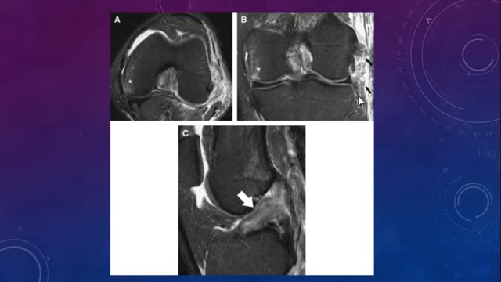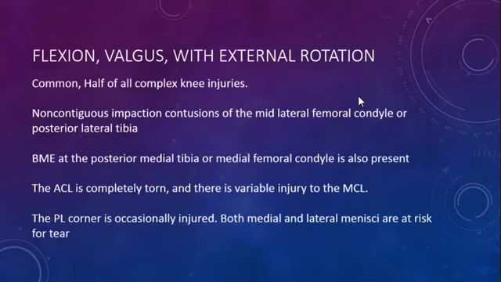Now, a little bit more complex mechanisms of injury. This is the most important mechanism because it accounts for like half of all complex knee injuries. It is the only one that is common, which is flexion valgus with external rotation. Flexion valgus with internal rotation. So with external rotation, you can expect to see non-contiguous impaction contusion of the mid-lateral femoral condyle or posterior lateral tibia.